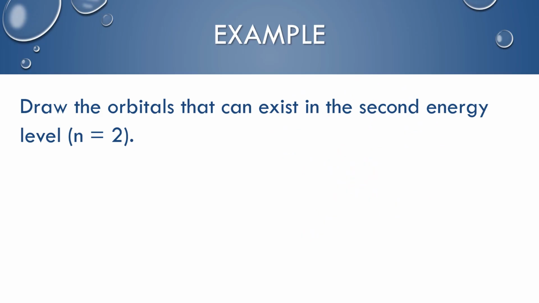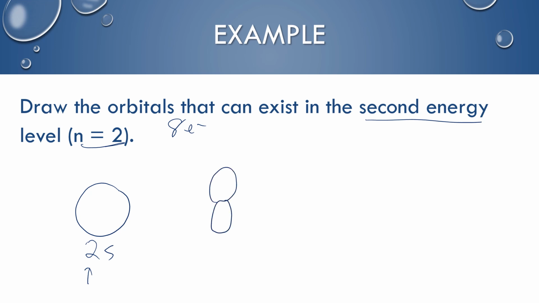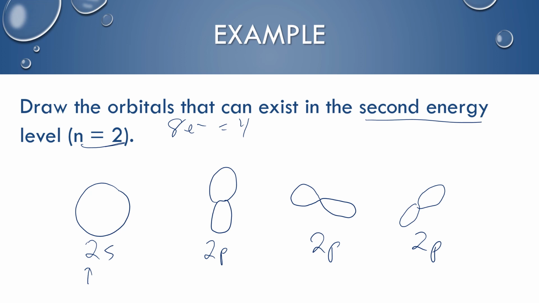Okay, so here's an example. Draw the orbitals that can exist in the second energy level. Second energy level can have 8 total electrons. So you will have an S, so 2s, where n is 2. And then you will also have the 2p. So I will have 2p, but I will have 3 of those in different orientations. That one looks really weird, like this. 2p, 2p. So you have 4 orbitals, because there's 8 electrons, and one of those is s, and 3 of them are p. 2 sublevels, 4 orbitals.